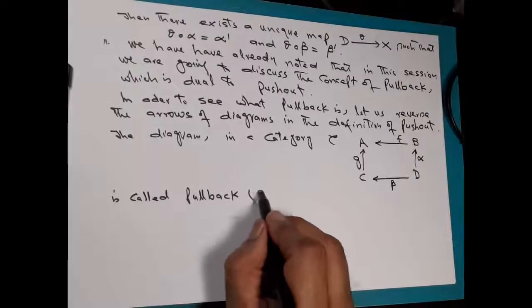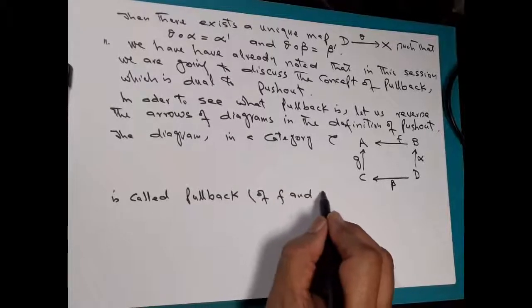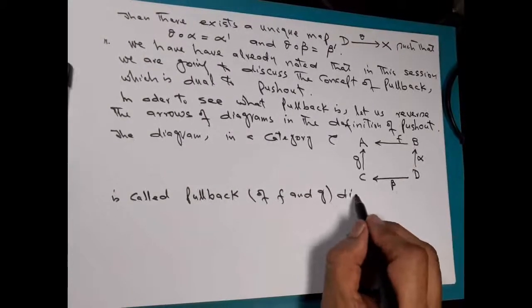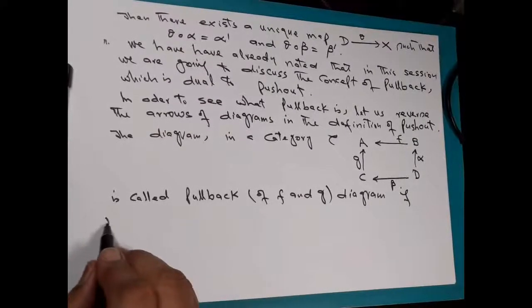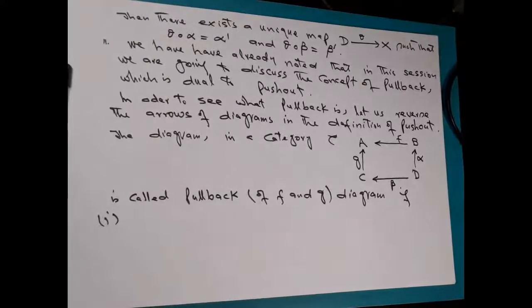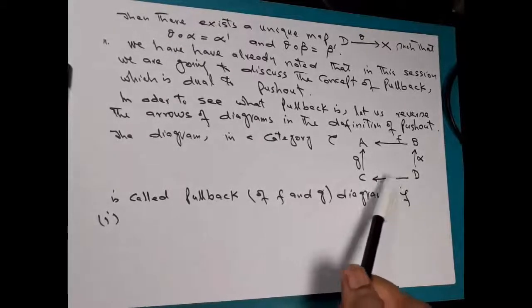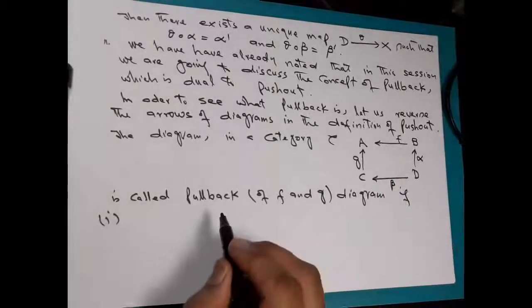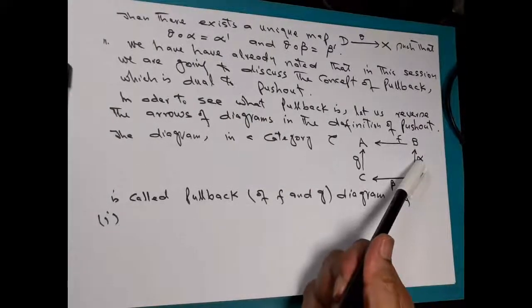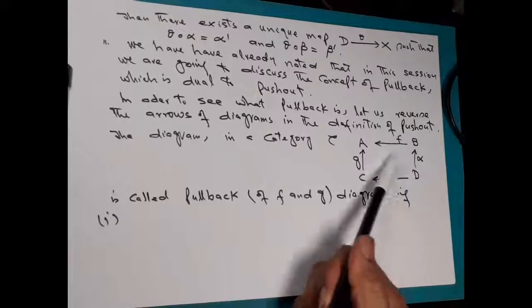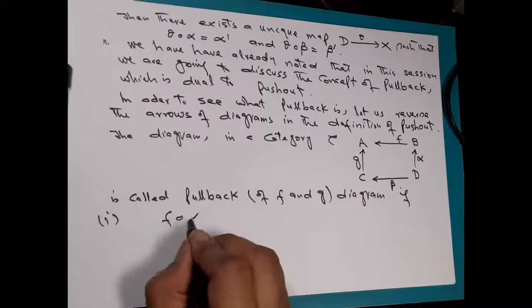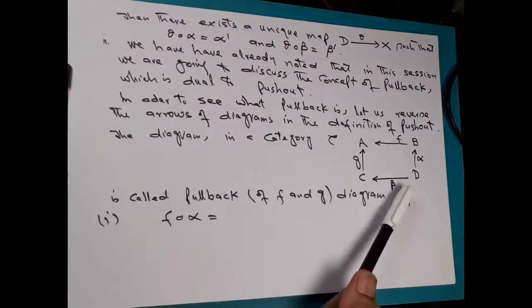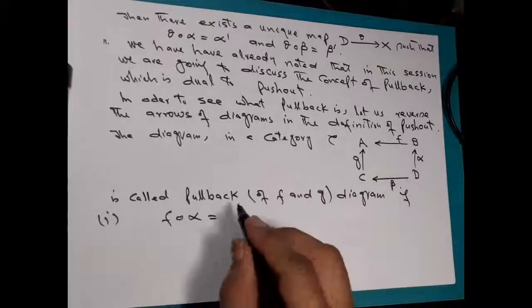Pullback of F and G. So, pullback diagram. If we have similar two conditions as we had in case of push out. The first condition is the same: this diagram has to commute. That means that F composed with alpha is equal to G composed with beta.